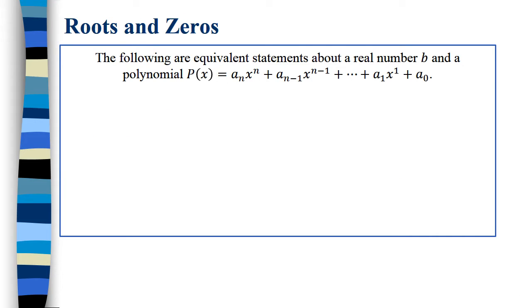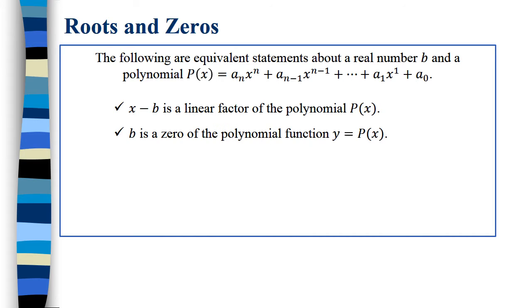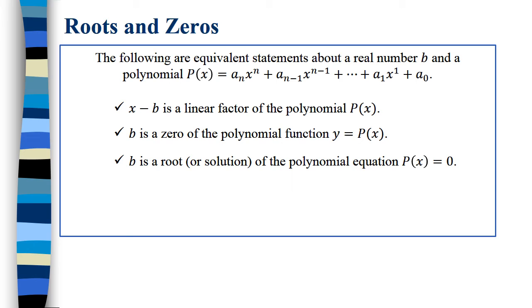Okay, so first thing we need to make sure you understand is that the following statements are all equivalent. That means they mean the same thing, and if one of them is true, then all of them are true. First, x minus b is a linear factor of the polynomial p of x, which would mean that b is a zero of the polynomial function y equals p of x, which would mean b is a root or solution of the polynomial equation p of x equals 0, which means that b is an x-intercept of the graph of y equals p of x.